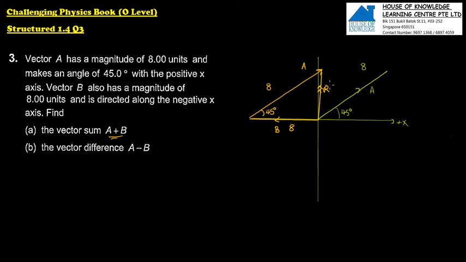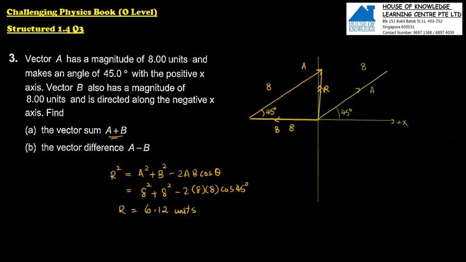So how do we do that? We can use the cosine rule, right? Still remember the cosine rule: r squared equals a squared plus b squared minus 2ab cosine theta. So a squared is 8 squared, b squared is also 8 squared, so it's minus 2 times 8 times 8 cosine 45, and r is the root of all this. You will get 6.12 units. So that is the vector sum of A and B.